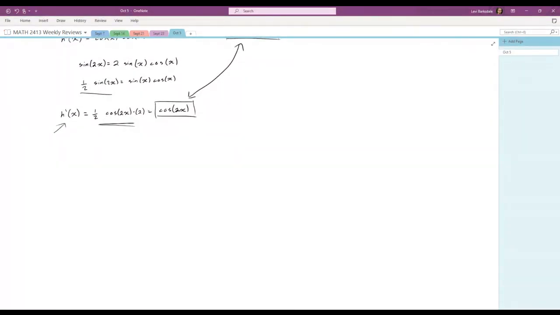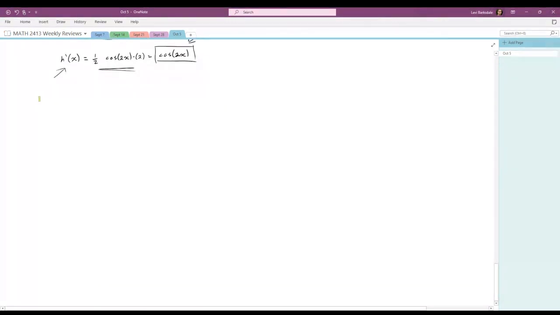All right. Now let's talk about the chain rule. Because the chain rule is a whole lot of fun. And it's also super powerful and super useful.